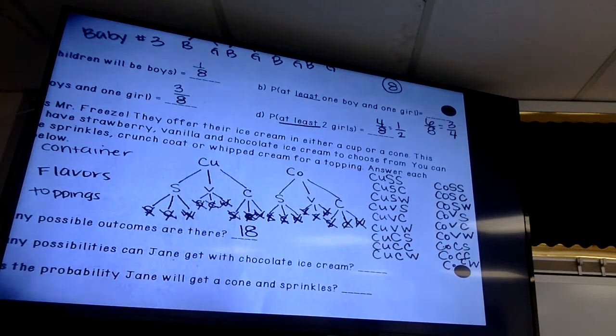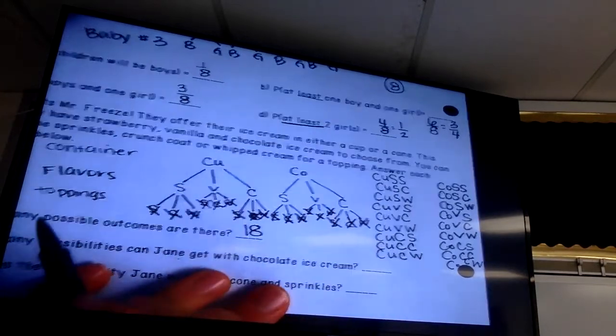If I asked you to come up with all 18 of those combinations on your own without a tree, it would be really, really hard for you to do. So that tree just helps you organize your information. Okay, now let's answer the last 2 questions.